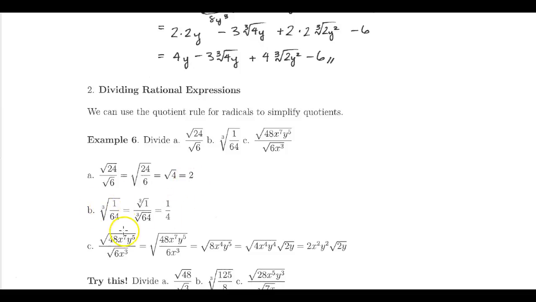And the cube root of 1 over 64 we can write as the cube root of 1 over the cube root of 64, which is equivalent to 1 over 4.